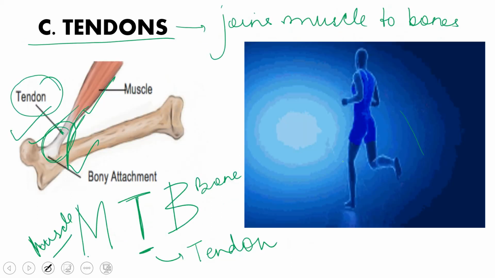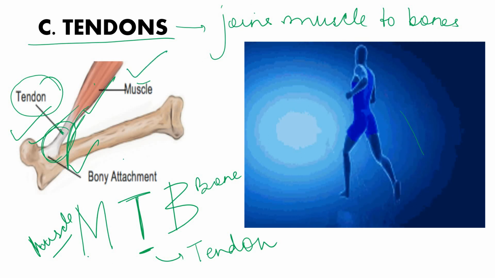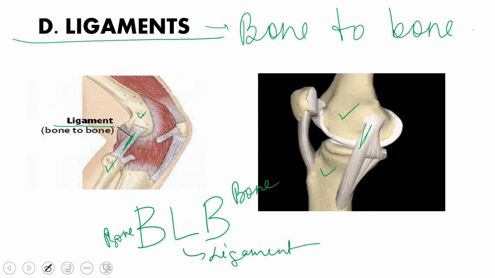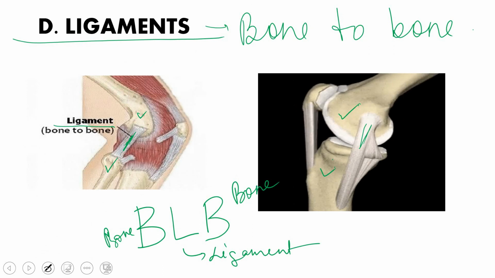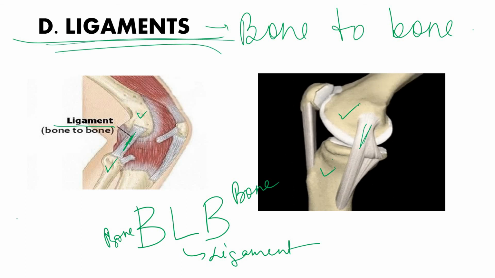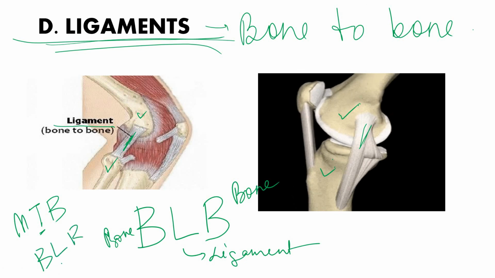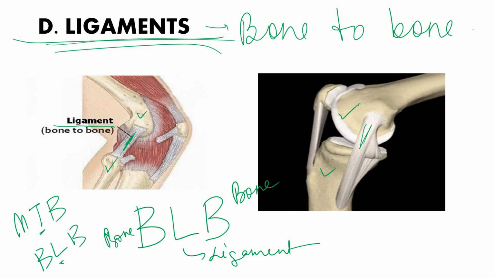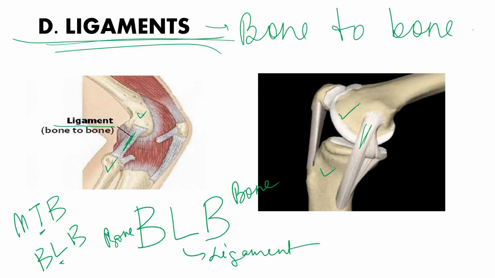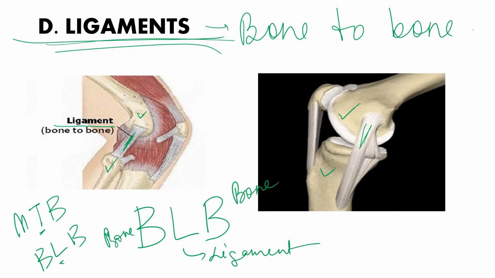What did we study about tendons once again? It connects muscle to bone. Muscle to bone is connected by tendon, MTB, and ligament connects two bones together. Bone to bone is connected by ligaments, BLB. Remember it in this way. Alright, so that was it about the fibrous tissue. Please rewatch this video. We shall start in the next video with the skeletal tissues. Thank you.